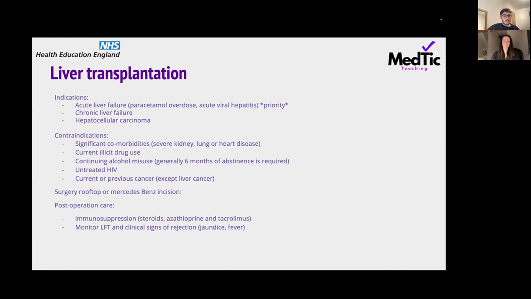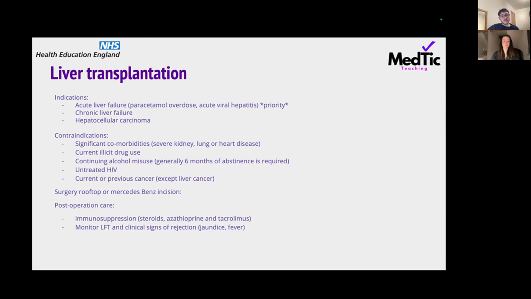So, indications. The priority is if you have acute liver failure, such as paracetamol overdose or acute viral hepatitis. You can consider it in chronic liver failure. However, there are some quite strong contraindications, such as significant comorbidities, and if they have to abstain from alcohol for 6 months, those are the main ones. And there's also previous cancer, except for liver cancer, which may be an indication.